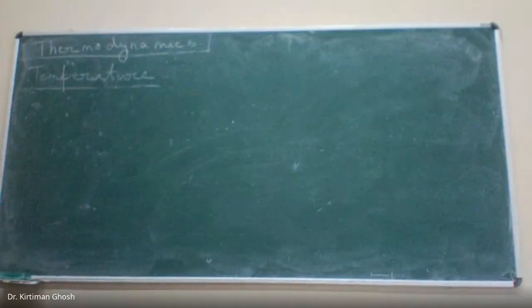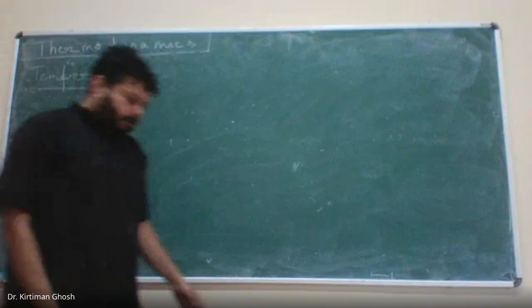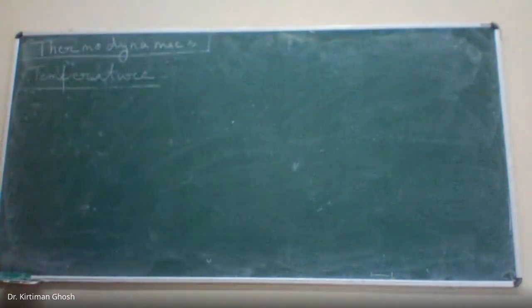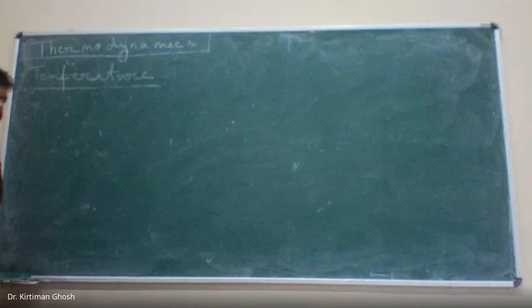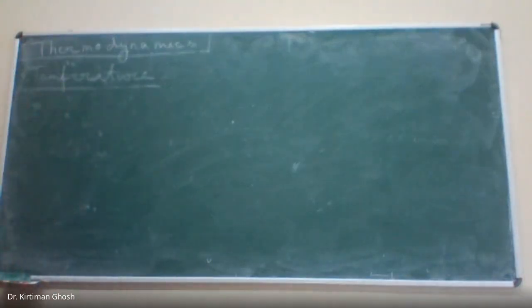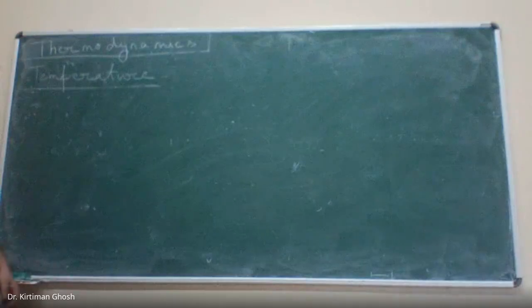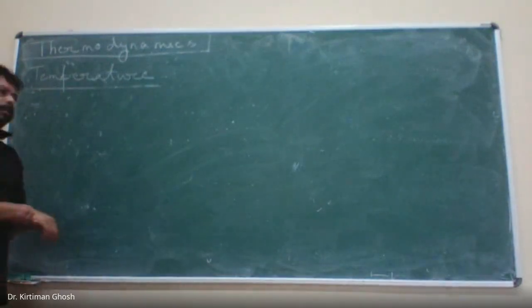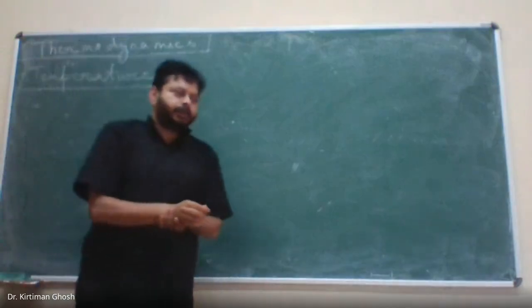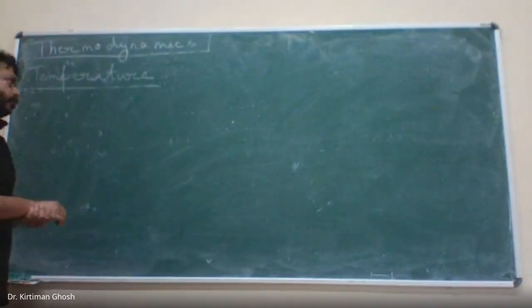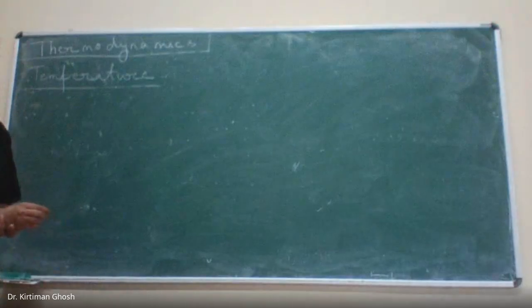So what does temperature tell you? Temperature tells you whether two systems are in thermal equilibrium with each other or not. This conception of temperature comes from the zeroth law of thermodynamics, which tells you that if some systems are in thermal equilibrium with each other, then there must be some property of those systems which is common to all of them, and that property we call temperature.